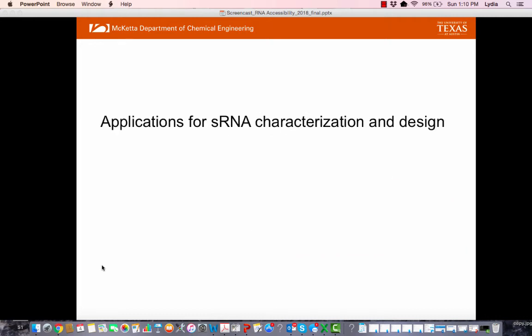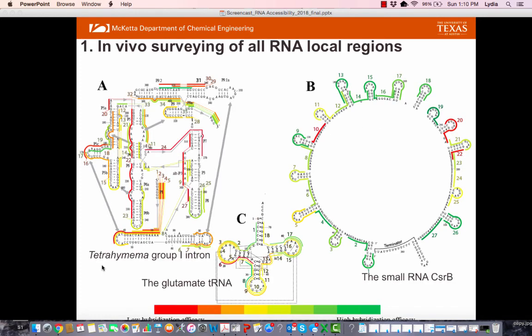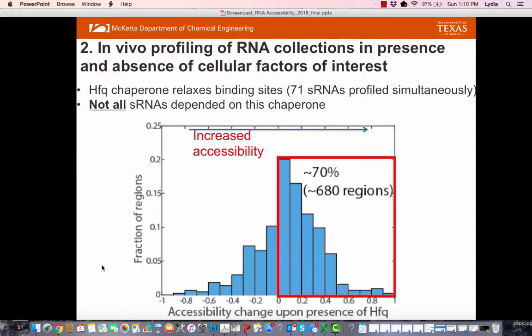This method has been very useful to our lab for various applications in RNA characterization and design. First, we have been able to survey a variety of RNAs in vivo, including tRNAs and other regulatory RNAs of interest like the CsrB, to understand availability of the regions and be able to conclude potential sites for interacting with.